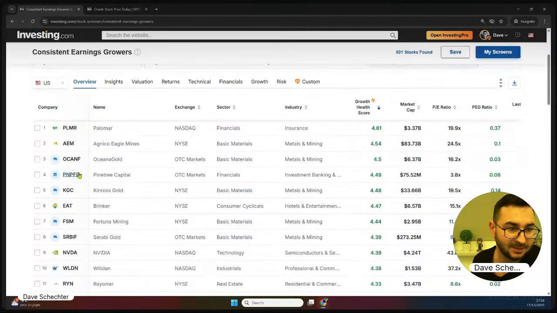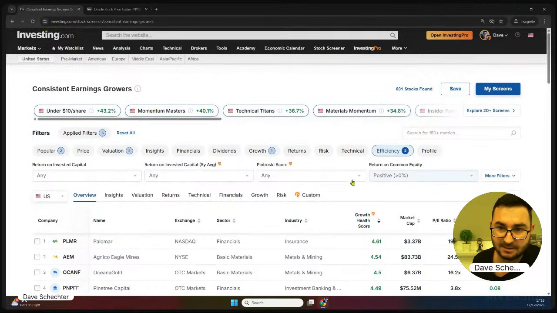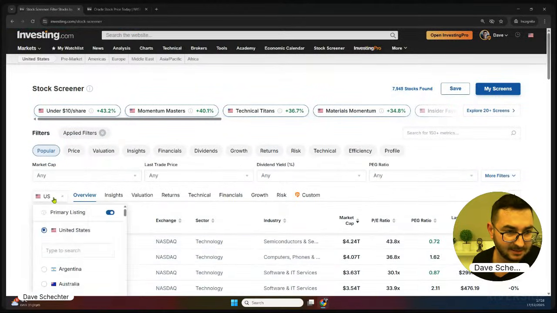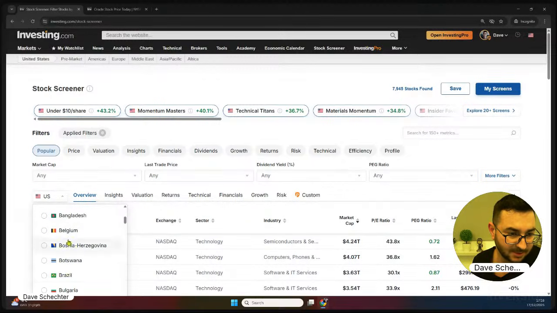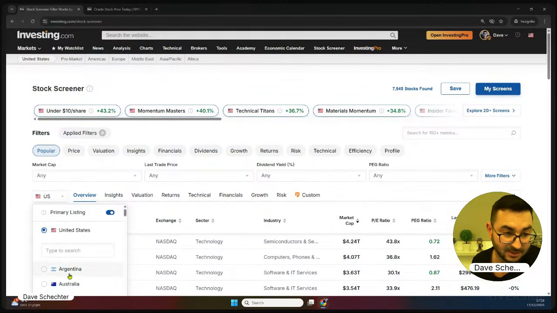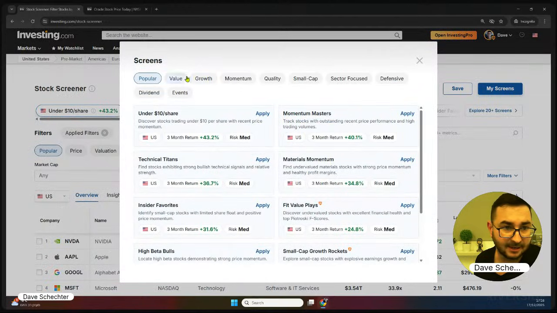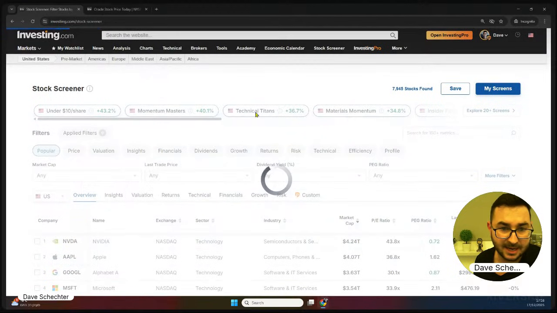And then directly below that, I have a list of all the stocks that are now in my screen, right? So I see that I have 601 stocks that are found out of my total universe of almost 8,000 stocks, specifically within the US market. Now, I can also dial this into whatever country or exchange that I wish, but I tend to focus on US equities. And so let's go ahead and add our screen back here and apply.